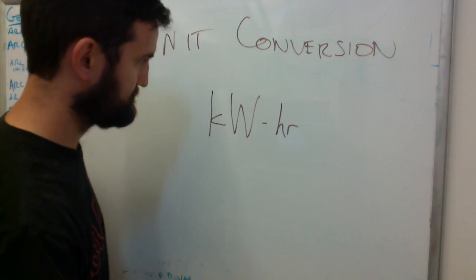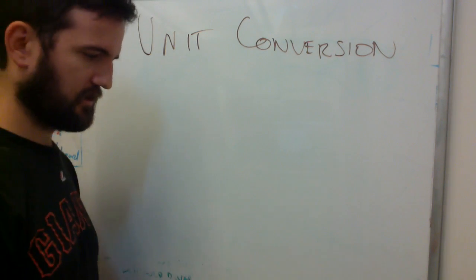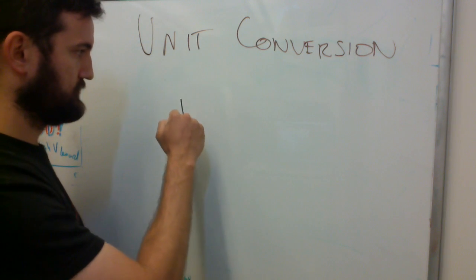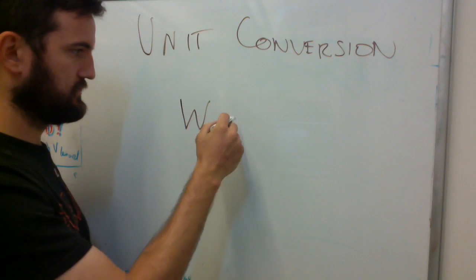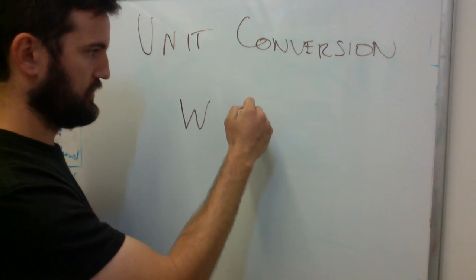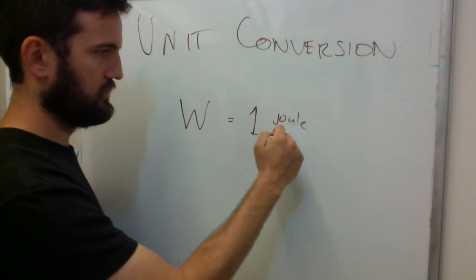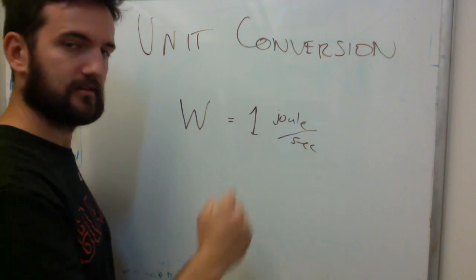So where does that come from? So we could talk about watts real quick. So a watt is equal to 1 joule per second.